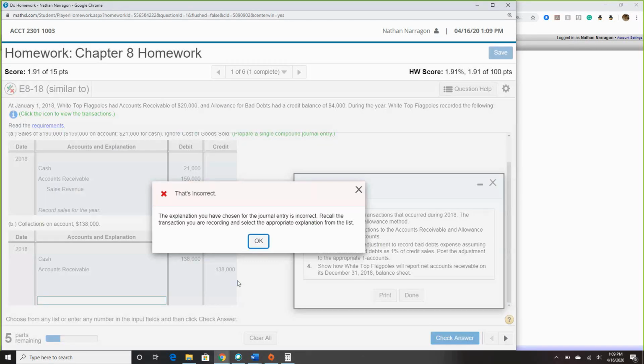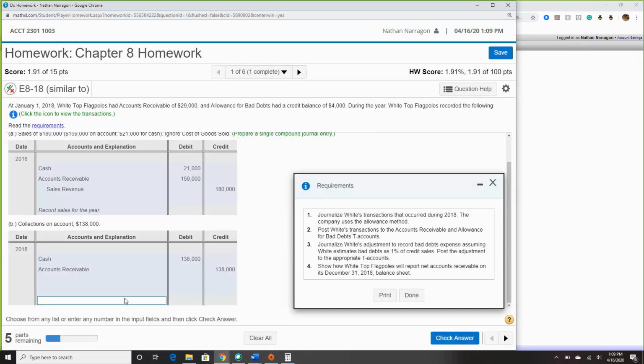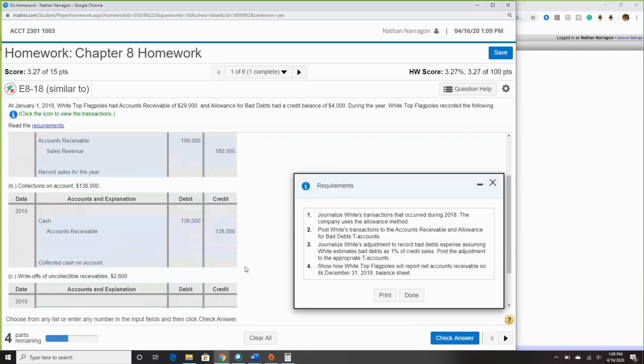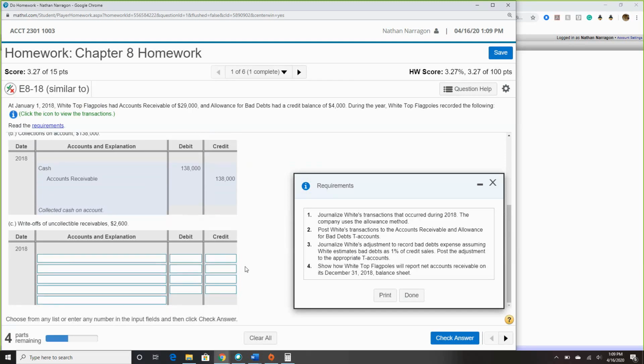Again, we're going to check. I remember those explanations: collected cash on account. There we go. I typically forget about those. Technically, in the real world, we don't really do them. Just for Pearson, they like it.